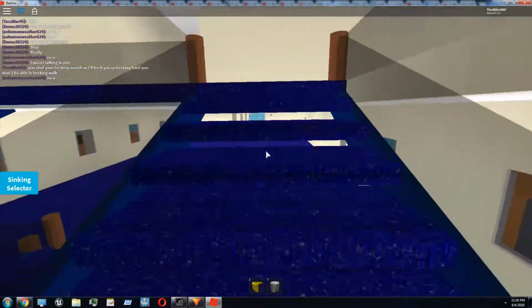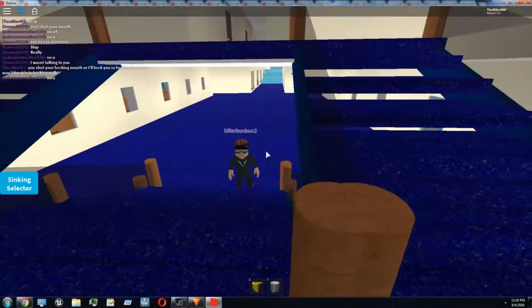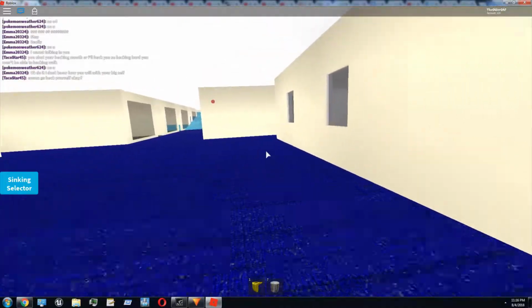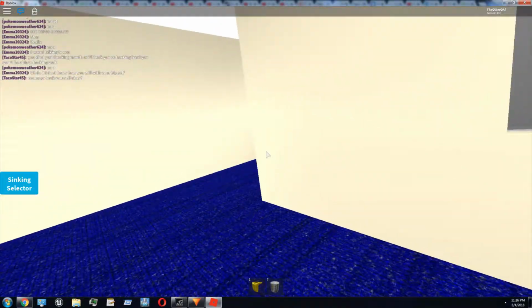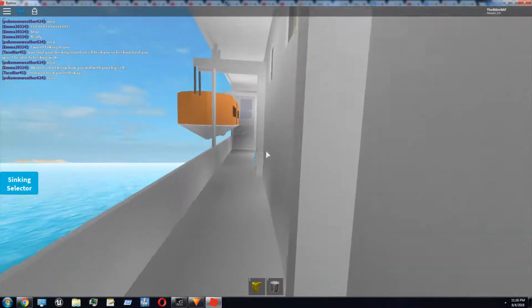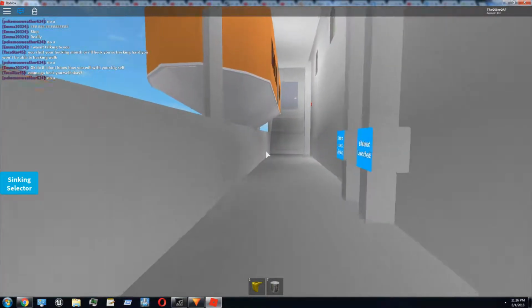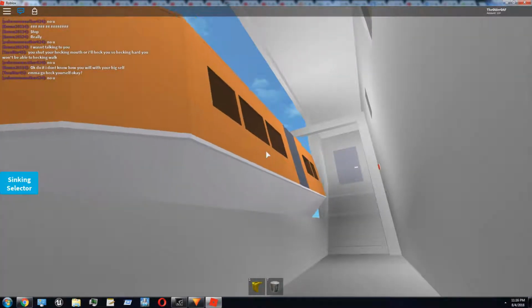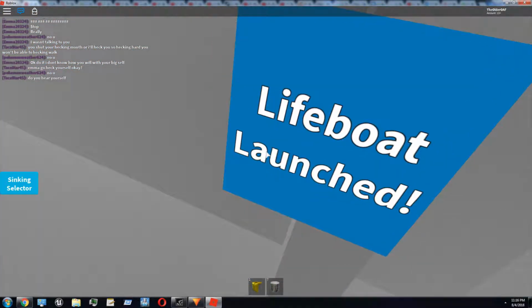Oh, these guys are so tiny. Oh wait, life boat. What did I launch? Oh no. There's no one here to launch it. Oh my gosh. I did it.